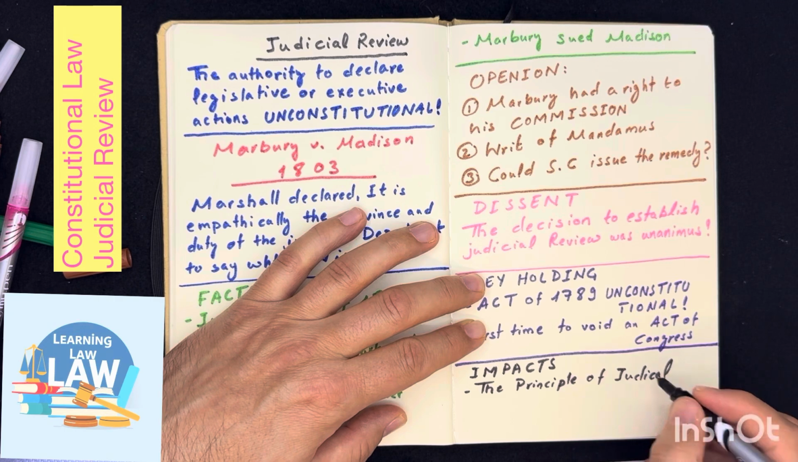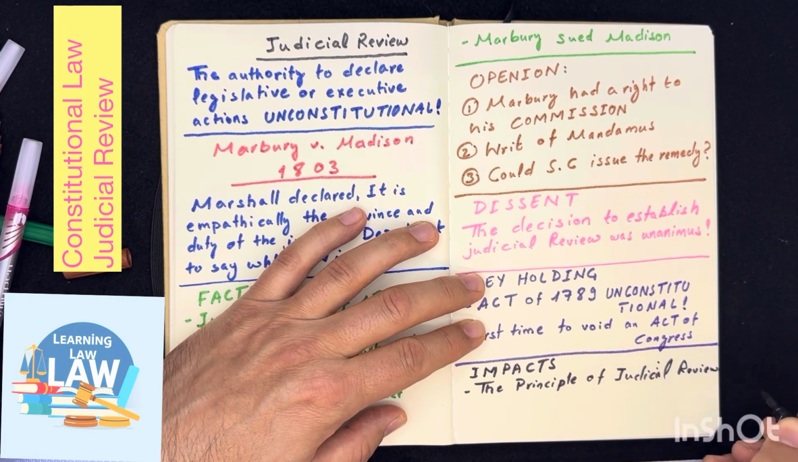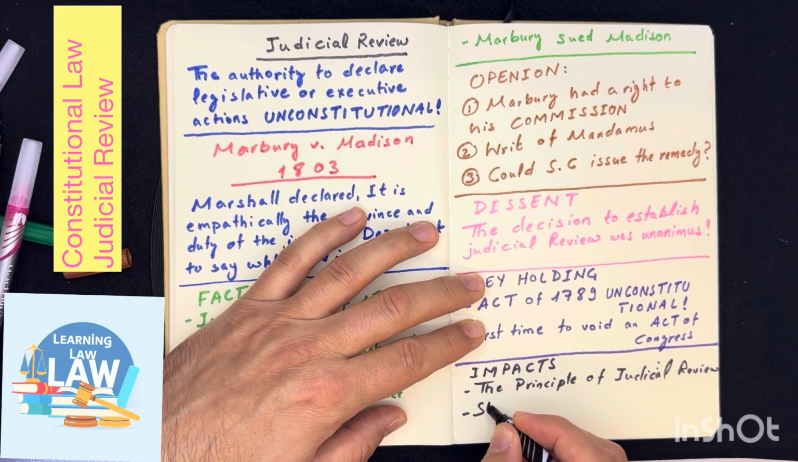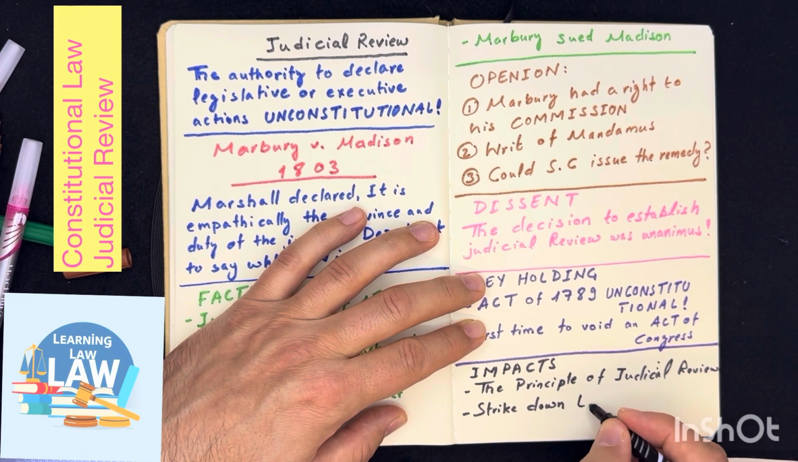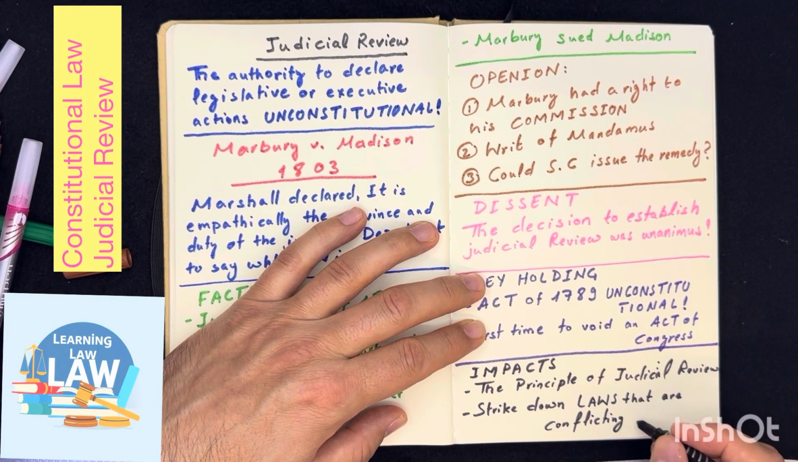Impact. Marshall used this case to assert the principle of judicial review, that it is the duty of the judiciary to determine what the law is, and to strike down laws that conflict with the Constitution. This established the foundation of the court's power to review and validate laws and government actions.